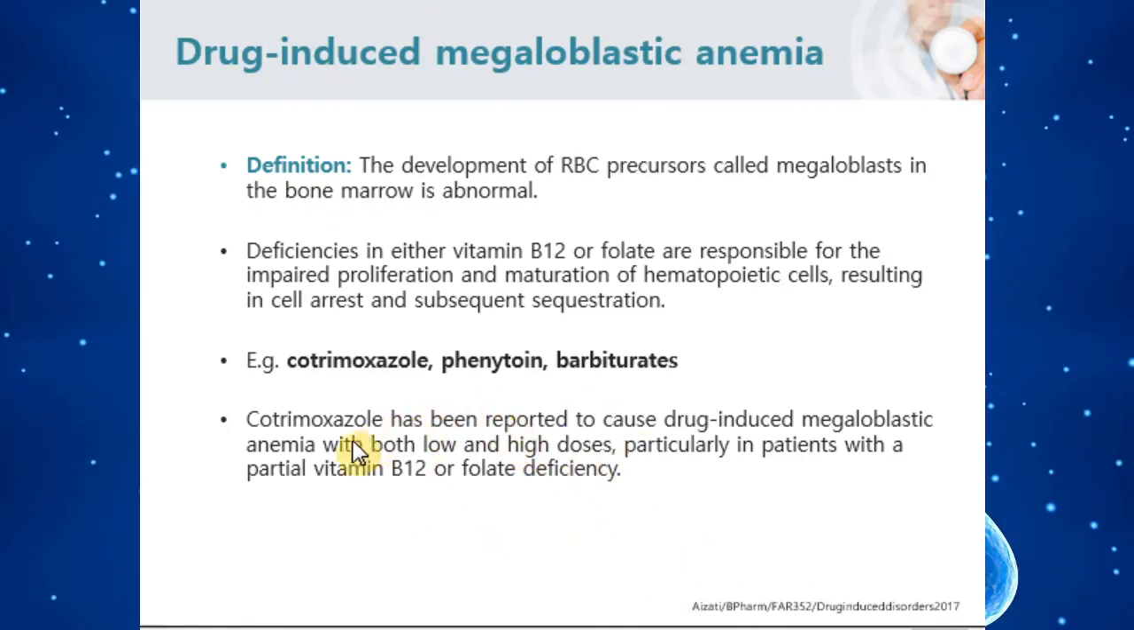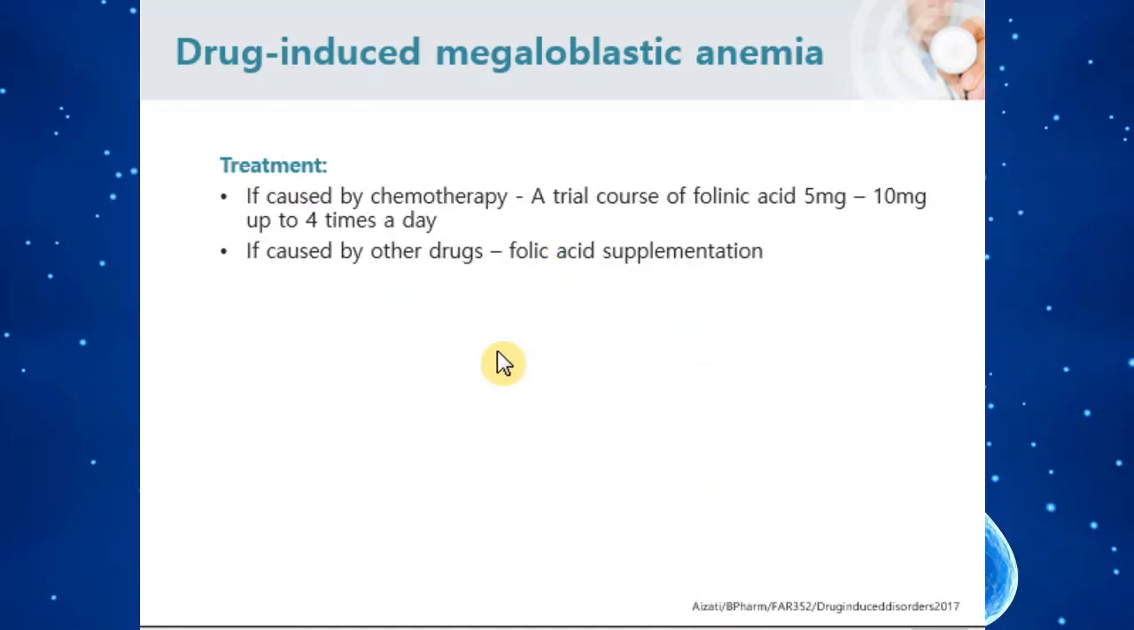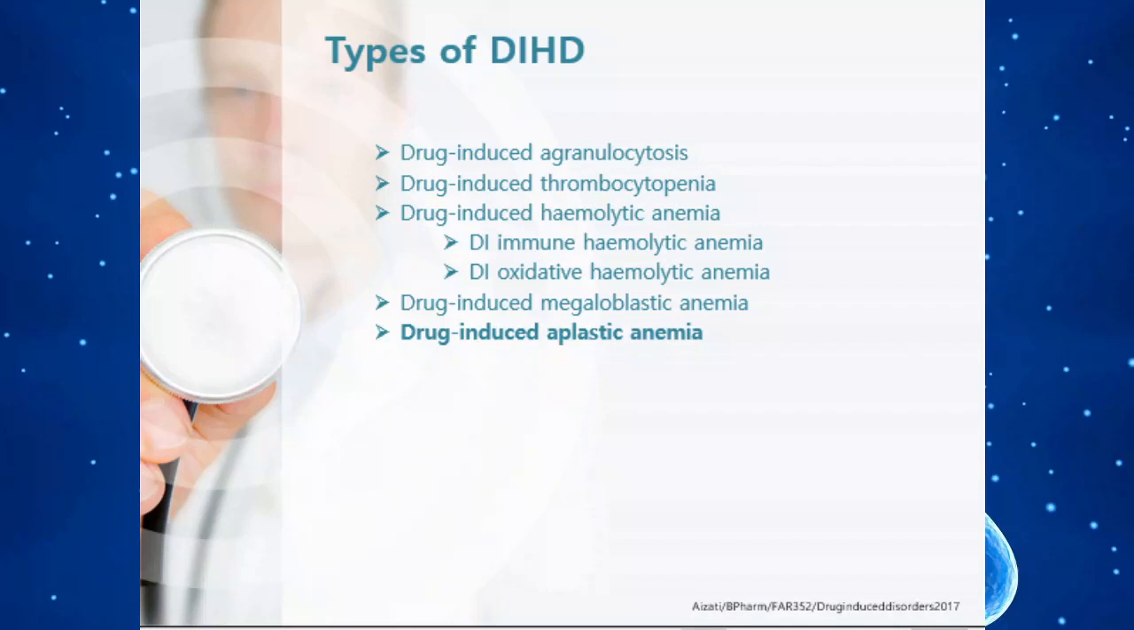So the predisposing factors here are when the patient has a deficiency in vitamin B12 or folate, and the intake of a drug that might cause drug-induced megaloblastic anemia will further increase the risk of the patient developing this reaction. For treatment, if it's caused by chemotherapy, the patient needs to be given folinic acid up to 4 times a day to prevent this type of ADR. And if it's caused by other drugs, the patient can be given folic acid supplementation.